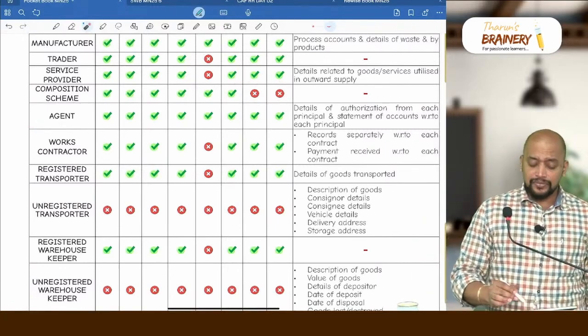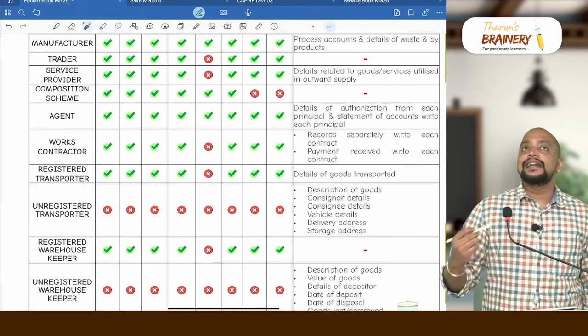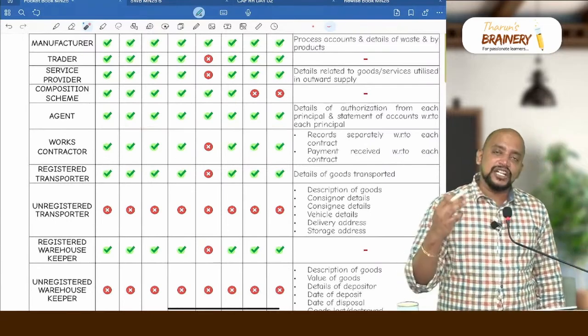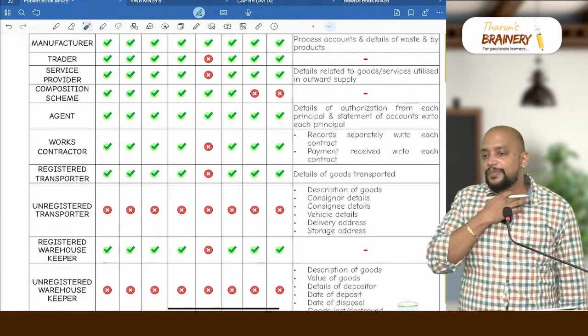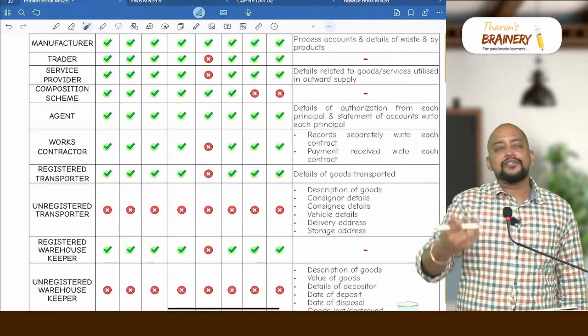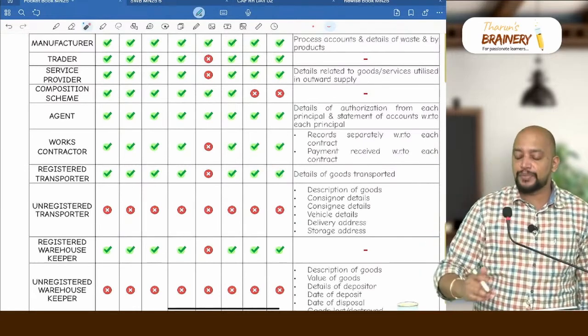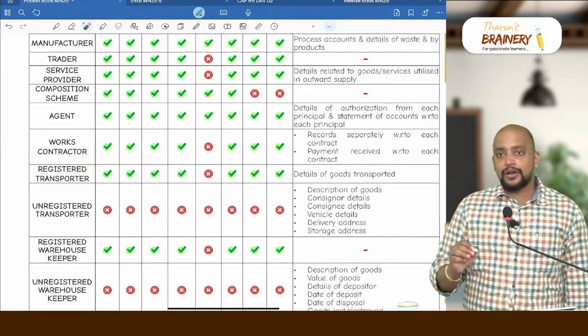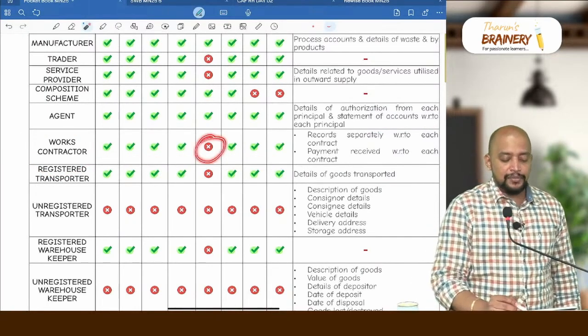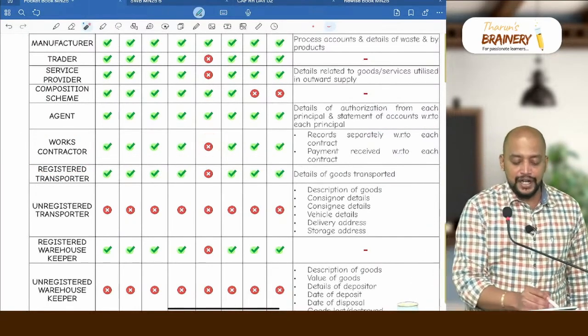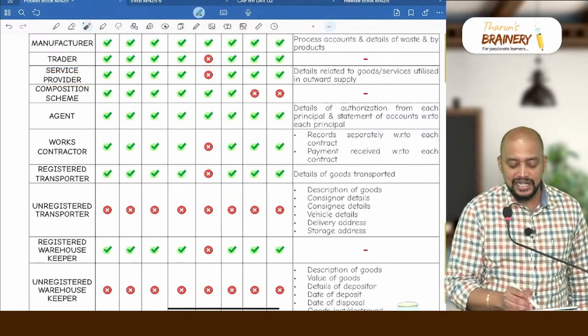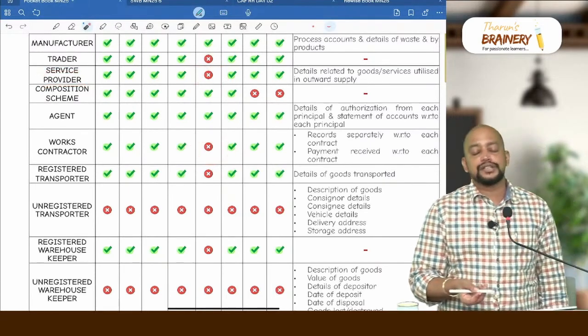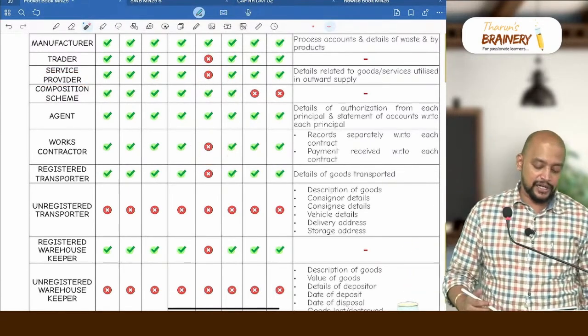Being an agent, I formats plus details of authorization received from each principal, that is contract copy with each principal, and statement of accounts. An account statement will be shared with the principal. Then being a works contractor, I formats, but manufacture records will not come, because being a service provider, as we saw, manufacture related records will not be there. Works contract is also a service, so manufacture records are not required.